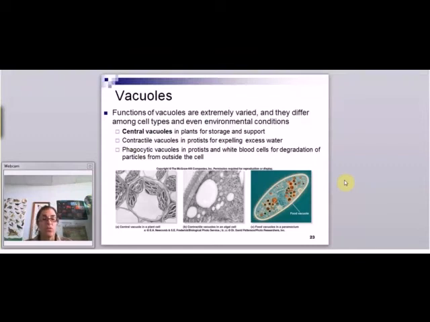So even though the central vacuole is unique to plants, vacuoles in general are also present in other cell types. So you can have a contractile vacuole in certain types of protists.